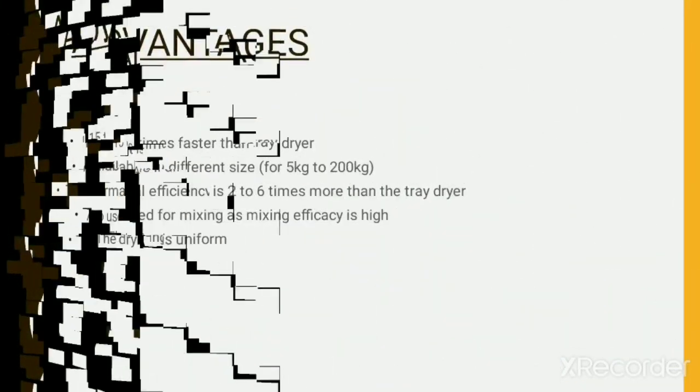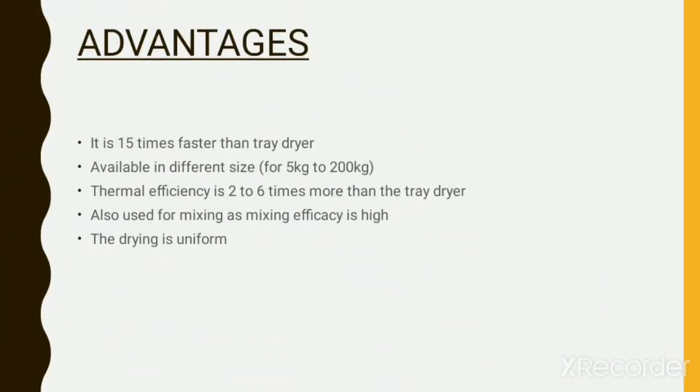Next, advantages. First, it is 15 times faster than a tray dryer. Second, it is available in different sizes from 5 kg to 200 kg per hour. Third, thermal efficiency is 2 to 6 times more than a tray dryer. Fourth, it is also used for mixing as mixing efficiency is high. And last, the drying is uniform. This equipment is also used for mixing and granulation processes.